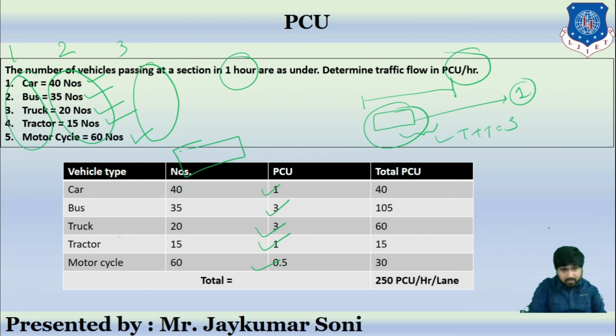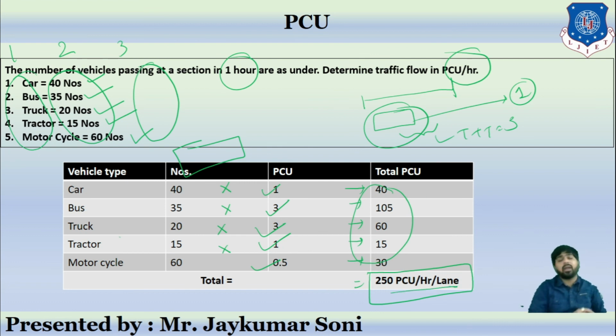Now we'll multiply this 40 into 1, 35 into 3, 20 into 3, 15 into 1. So it will give us the value of this. And if we have the total sum of this number, we will have the traffic flow in PCU per hour per lane. So this is how you can calculate the PCU, passenger car unit. So this was about the videography method and PCU method. I hope you have gone through the concepts thoroughly. Thank you so much, friends.